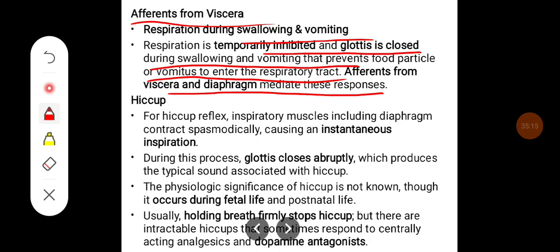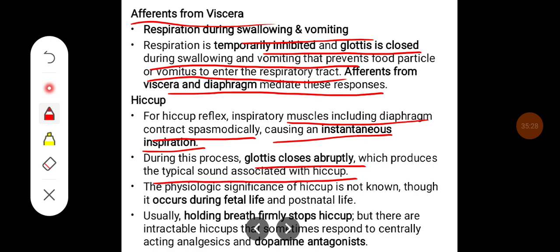Hiccup reflex: inspiratory muscles, including the diaphragm, contract spasmodically, causing instantaneous inspiration. During this process, the glottis closes abruptly, which produces the typical sound associated with hiccup. The physiological significance of hiccup is not known, though it occurs during fetal life and post-natal life. Usually, holding the breath firmly stops the hiccup, but there are intractable hiccups that sometimes respond to centrally acting analgesics and dopamine antagonist.